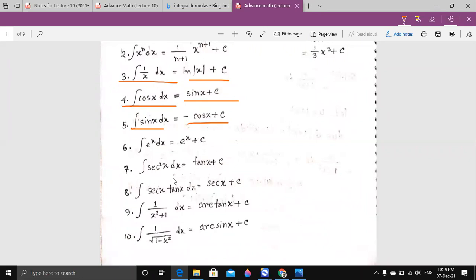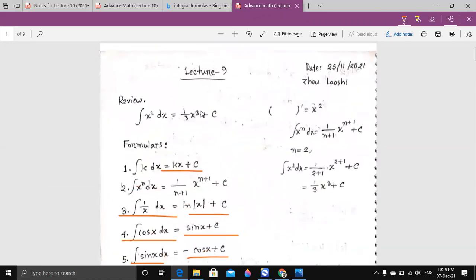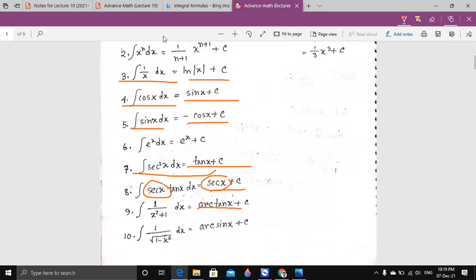Integration of sec x squared dx equals tan x plus c. And integration of sec x tan x equals sec x plus c. Integration of 1 by x square plus 1 is arc tan x plus c. And integration of 1 by root over 1 minus x square dx will be arc sin x plus c. So these are the basic formulas.